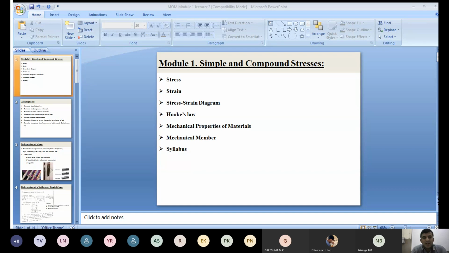And all the salient points you can see: proportional limit, elastic limit, then yield point, that is upper yield point, lower yield point, ultimate point, and fracture point. These are the 6 salient points in the stress strain diagram. You can also see the stress strain diagram for other materials. Up to the elastic limit, stress is directly proportional to strain.